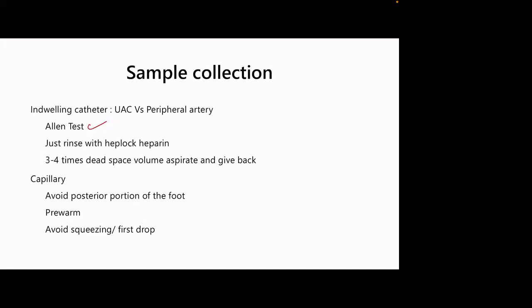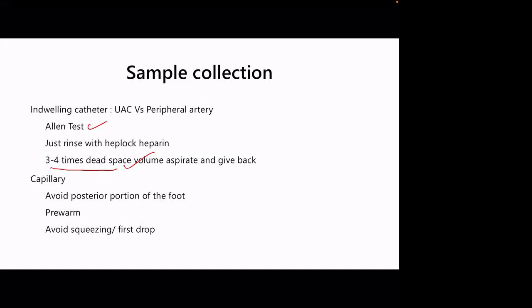And if you are taking from the umbilical arterial line or the arterial catheters, we have to take 3 to 4 times the dead space volume in a separate syringe and keep it aside, and then take the sample for testing. We have to give back the initial volume that we have taken to the baby, and that should be given very slowly because that will prevent more blood loss from the infant.